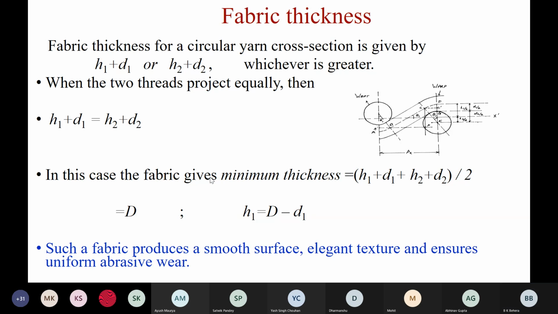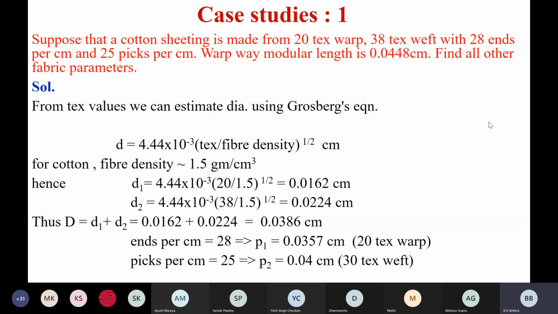And in contrast to this, if you want a smooth surface fabric, an elegant-looking surface fabric, or the texture should be very uniform, then we have to go for this equation. H1 plus D1 should be H2 plus D2. This is what we call minimum thickness. The relationship is like this. H1 is equal to D minus D1, or H1 plus D1 is equal to capital D. Okay, so this is how this relation holds good.